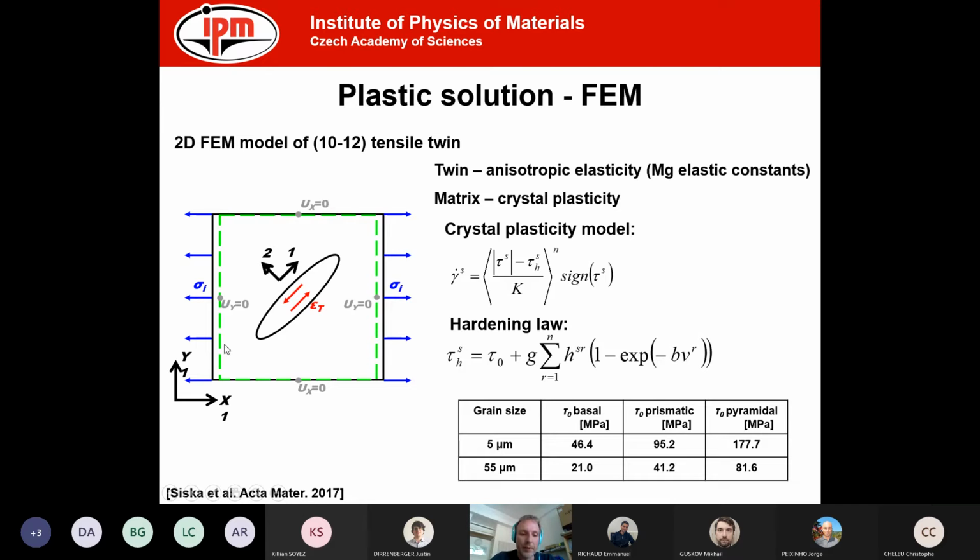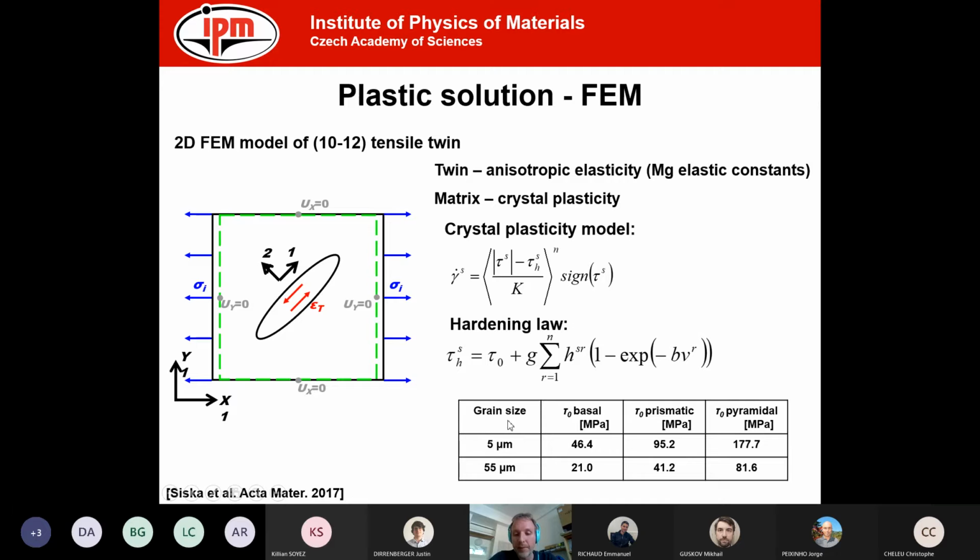And the matrix, which is surrounding the twin, is fully plastic, and we used a crystal plasticity model with the Norton viscoplastic law and the hardening law. This model is included into Zebulon, which you are probably familiar with. So we did all the simulations with Zebulon.